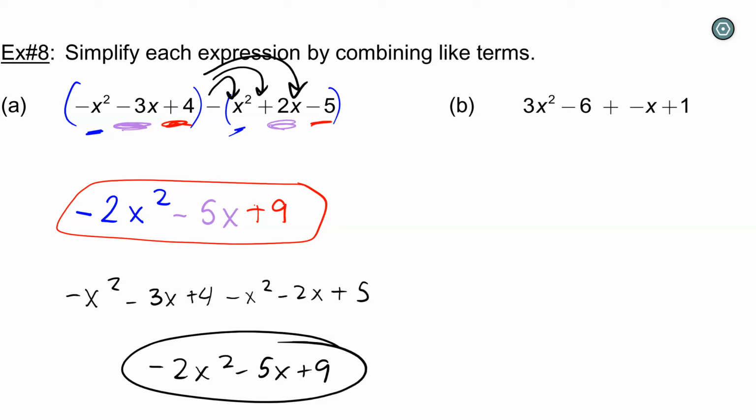Is this the parentheses? Yeah. Okay. So there's only one term with x squared. There's only one term with x, and if you take negative 6 plus 1, it's just negative 5.